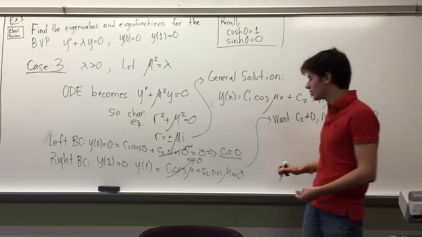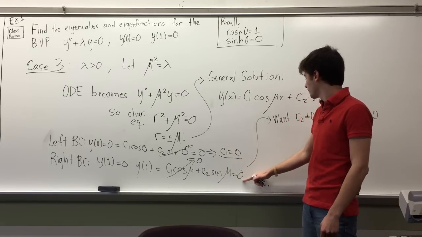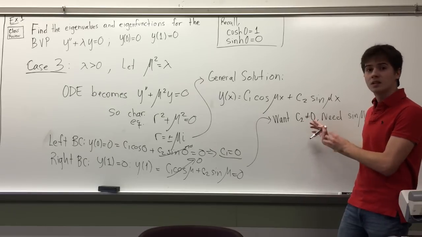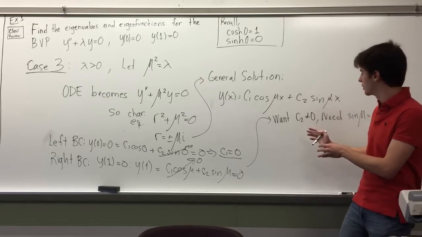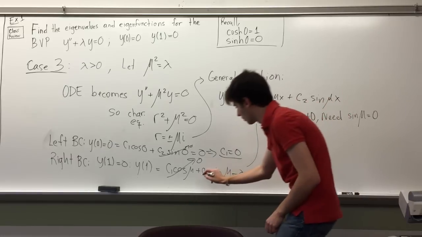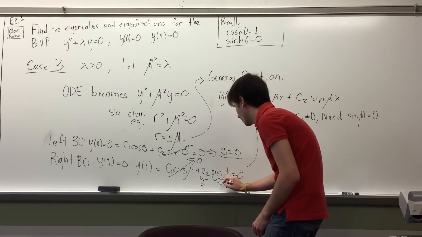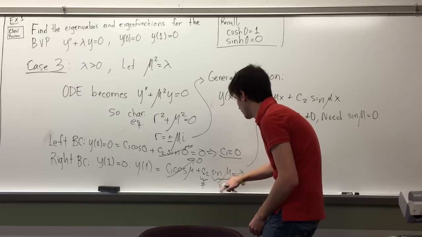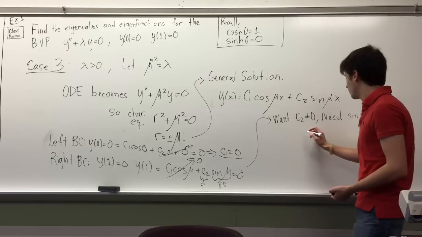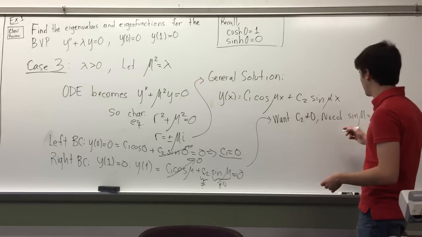So do you understand that? In order to preserve this equality, that c2 times sine of mu is equal to 0, we want c2 not to be 0 so that we don't have a trivial solution. So we need this part of the equation to be equal to 0, so we'll say that sine of mu is equal to 0. If sine of mu is equal to 0, what do we have? For what values of mu is sine of mu equal to 0?